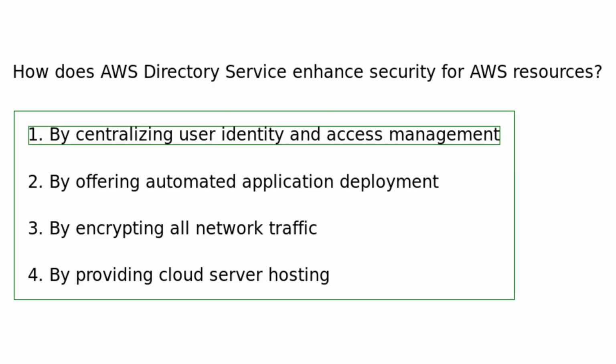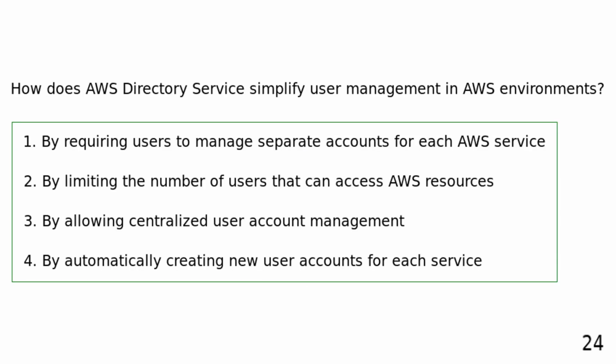AWS Directory Service enhances security for AWS resources by centralizing user identity and access management, allowing for efficient management and control of user permissions. How does AWS Directory Service simplify user management in AWS environments? By requiring users to manage separate accounts for each AWS service. By limiting the number of users that can access AWS resources. By allowing centralized user account management. By automatically creating new user accounts for each service.